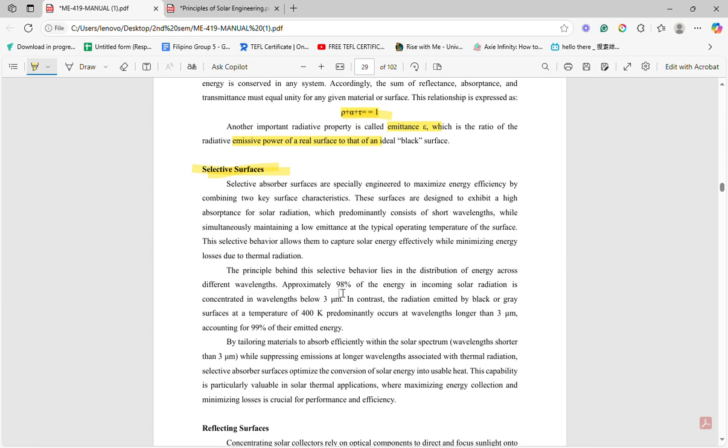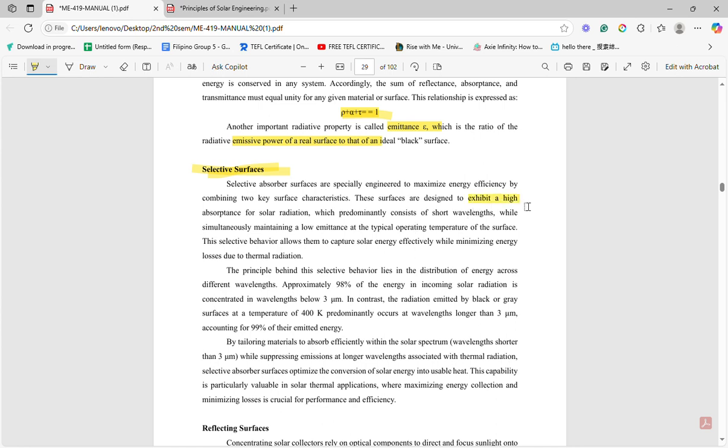Selective surfaces are specially engineered to maximize energy efficiency by combining two key surface characteristics. Like what I have mentioned earlier, we use selective coatings because we need a darker surface so we can absorb more energy. We are using selective surfaces to absorb more energy so that we can convert more energy. So that is selective surfaces.